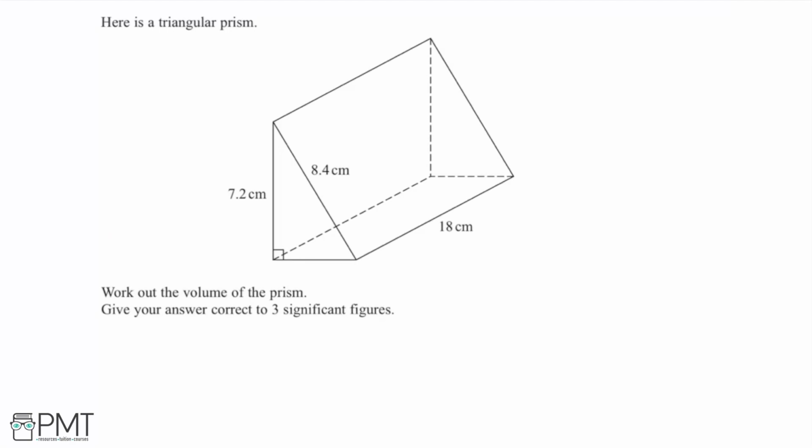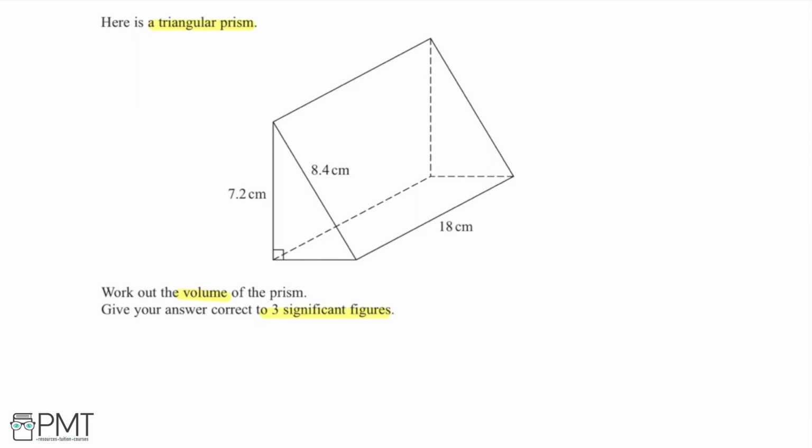So here we have a triangular prism, and we're given a diagram of this prism below, and we're asked to work out its volume, giving our answer correct to 3 significant figures. Now if I have a look at the diagram, we have the front face of this prism, which is a right-angled triangle here. And then we have the length or depth of the prism, which is this line, which is 18 centimetres.